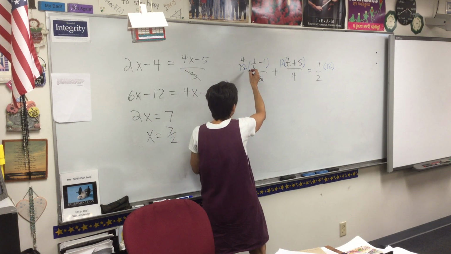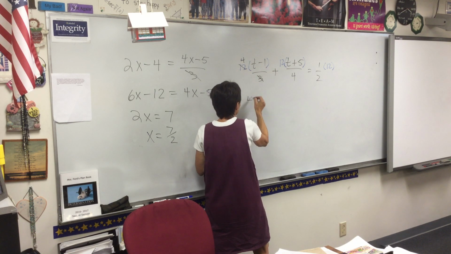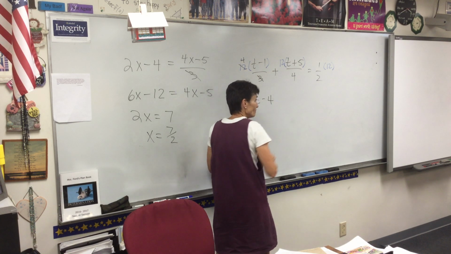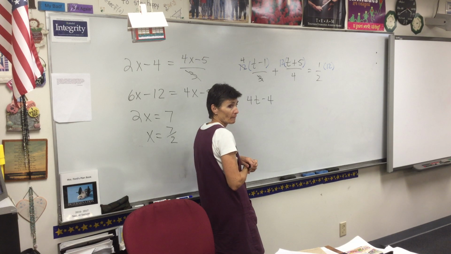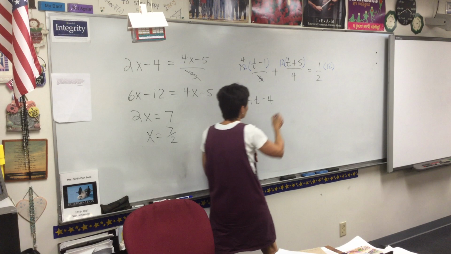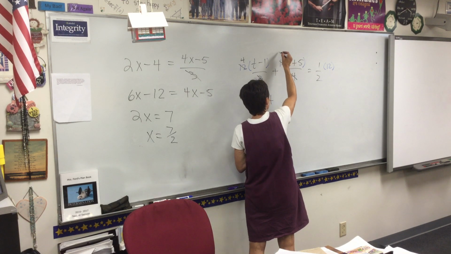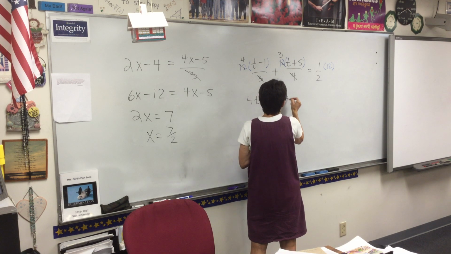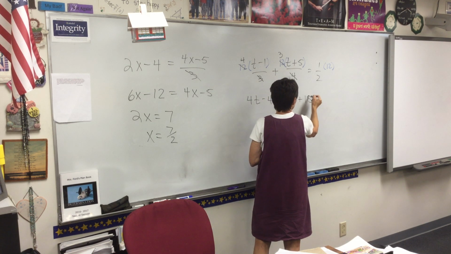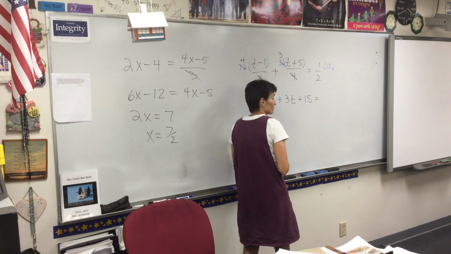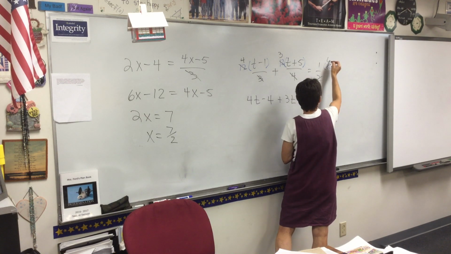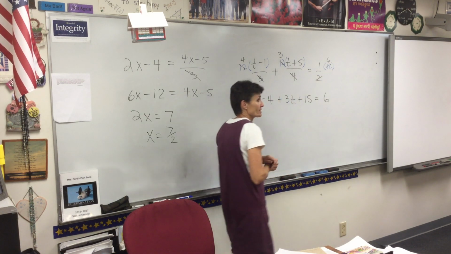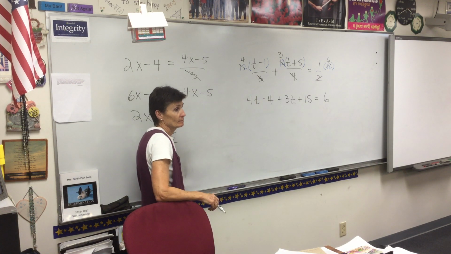So 3 goes into 12 4 times, leaving me with 4t minus 4. And what happens here? 4 goes into 12 3 times, leaving me with 3t plus 15. And 2 goes into 12 6 times, leaving me with just a 6.